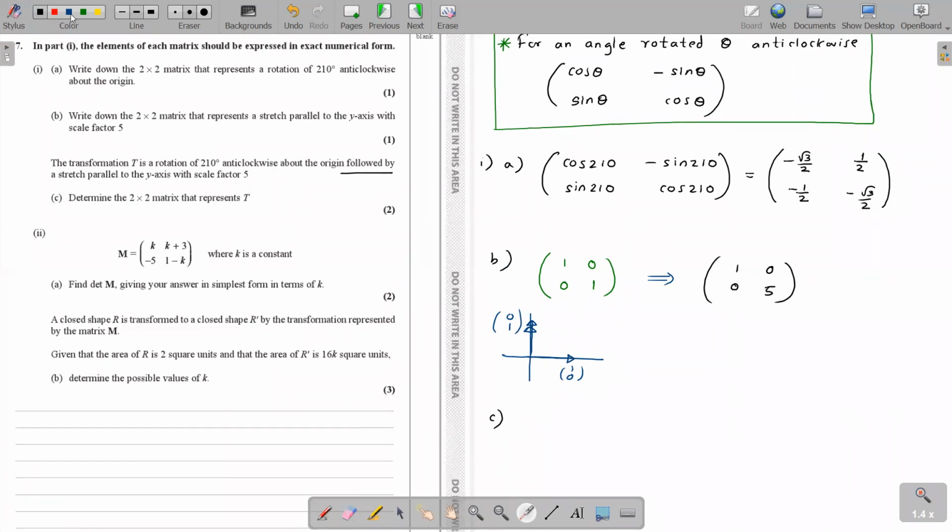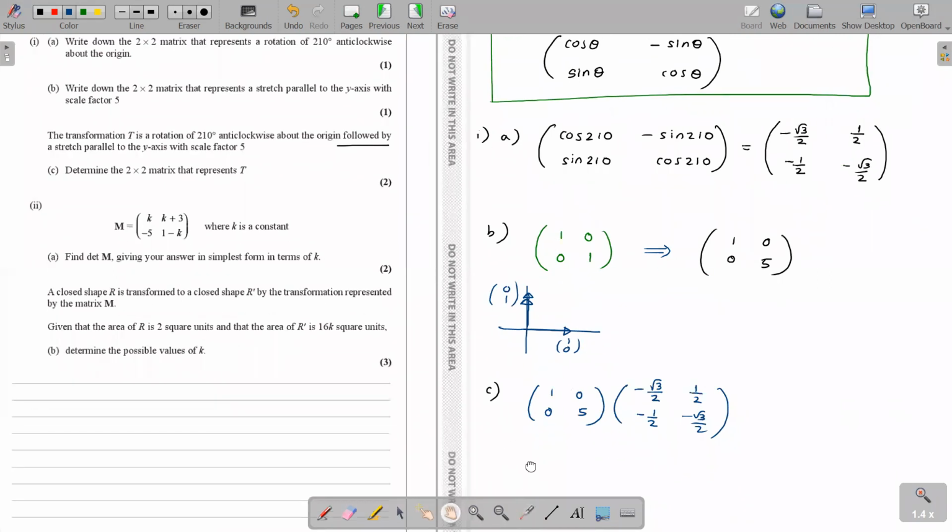Once again, here they have said the transformation T is the rotation about the origin followed by the stretch parallel to the y-axis. So the rotation is followed by the stretch, which means the stretch is written first, right? 1, 0, 0, 5, and then the anticlockwise rotation is written afterwards. When it's rotation followed by stretch, the stretch is written first and the rotation afterwards. This is the way we do it in matrices. The reasons were explained while we were doing the lessons, so I'm not going into the reasons now.